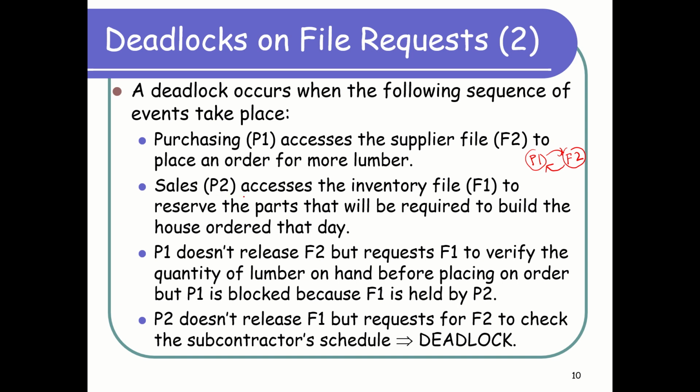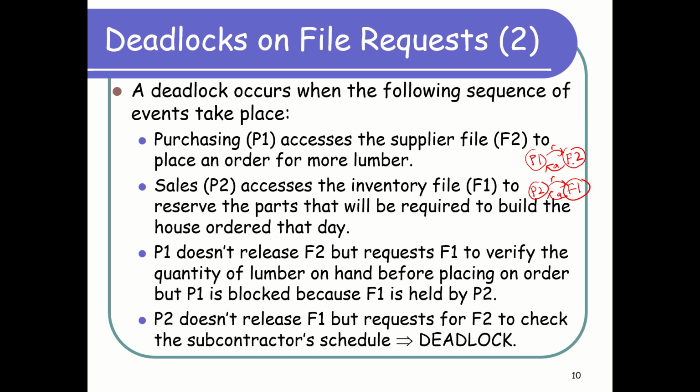And then sales P2 accesses the inventory file F1. You have here P2 accessing the inventory file F1. So you have a request and this is allocated, a request and this is allocated. So now F2 is allocated to P1 and F1 is allocated to P2. P1 doesn't release F2 but requests F1 to verify the quantity of lumber.